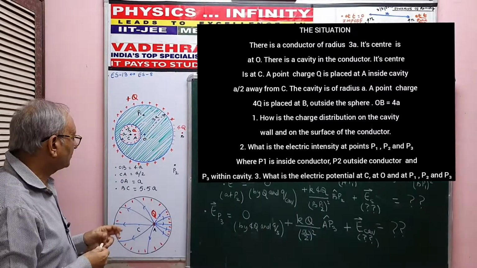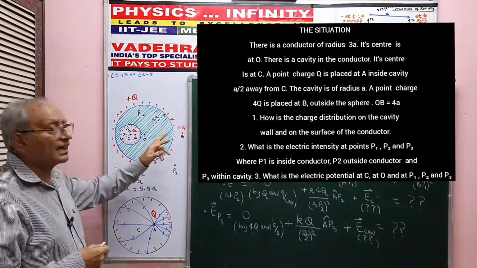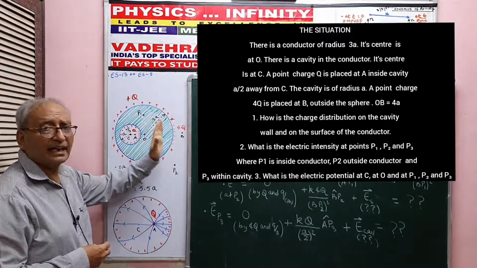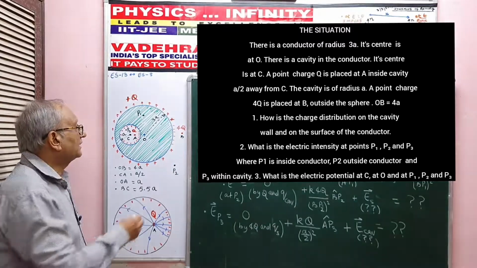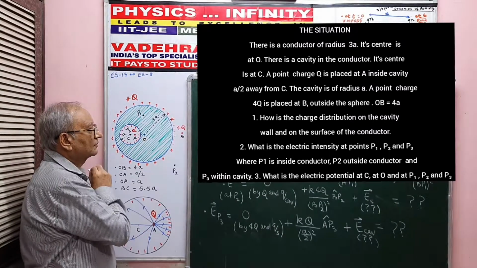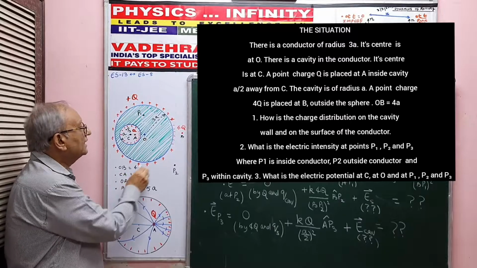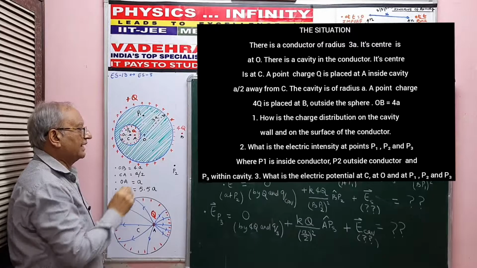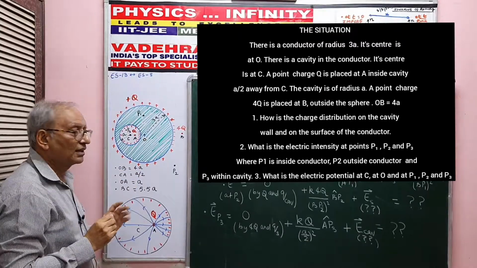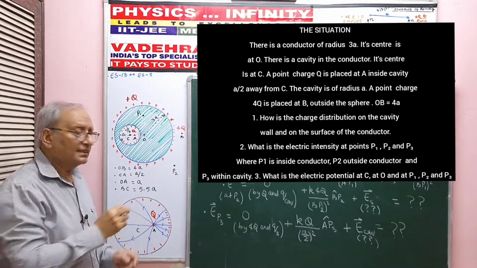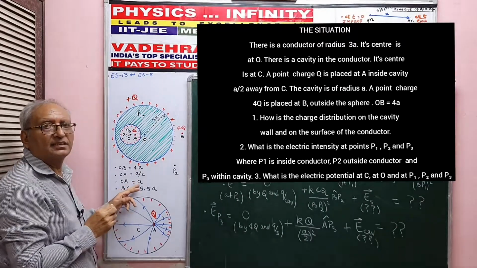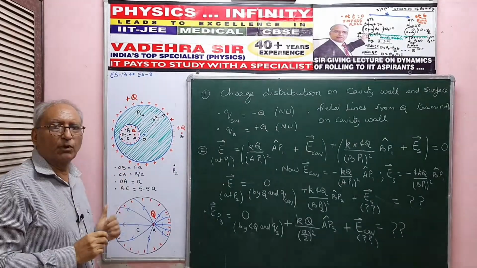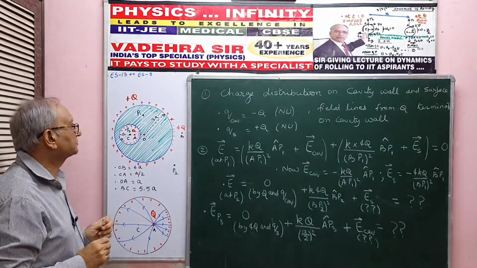Then there is a point charge of value 4Q, which lies outside the conductor at B, and the distance OB is 4a. The radius of the spherical conductor is 3a. Fine. The cavity is of radius a. So a, 3a, 4a. Remember the figures. I put it on the board. You can take a screenshot later on.